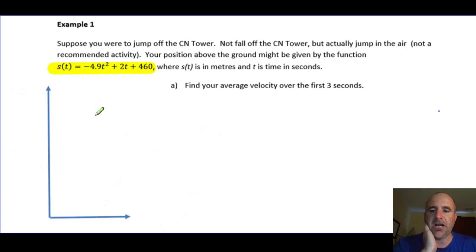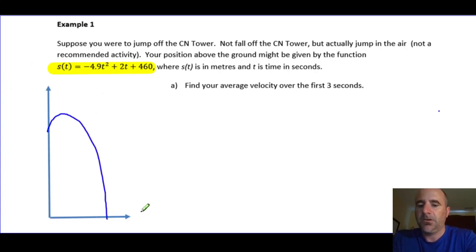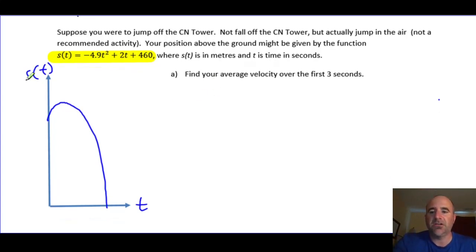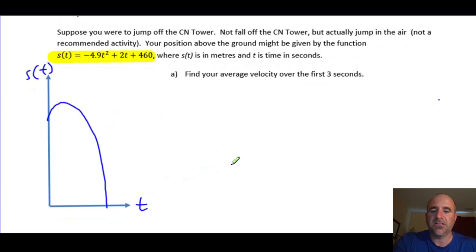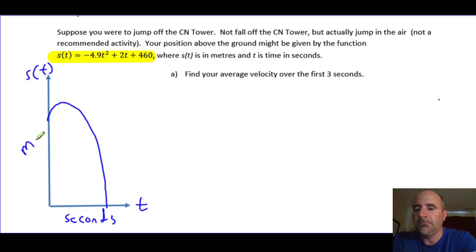And if we think about the graph here, we know it's a parabola that opens down, so it likely looks something like this right here, where the x-axis is t for time, and the y-axis is s of t, which we're calling your position above the ground. It is common to use s for position in a physics question like that. So notice that the time here is in seconds, and our distance is, of course, in meters.